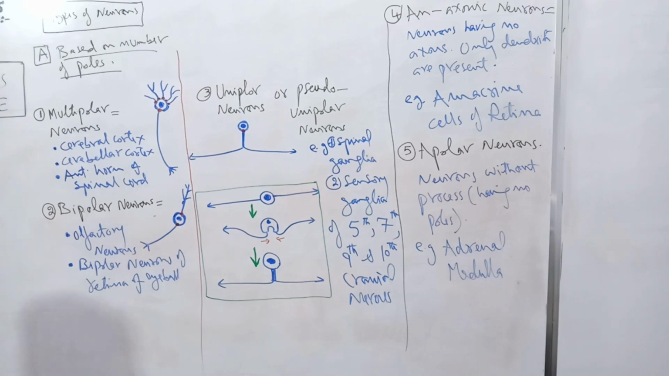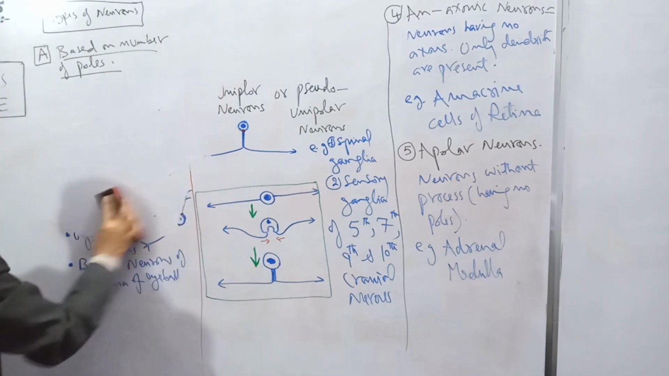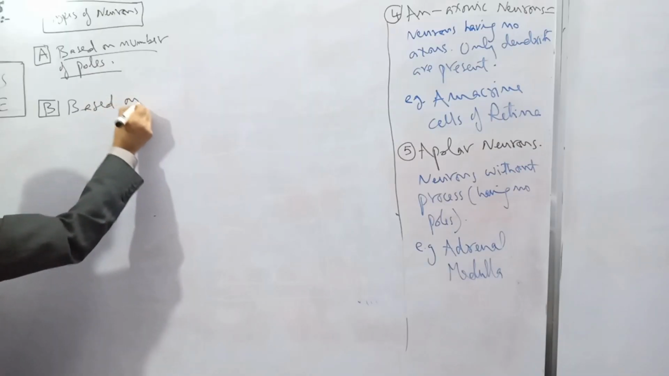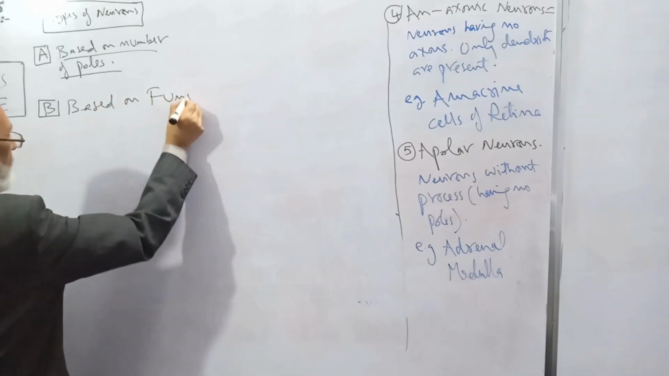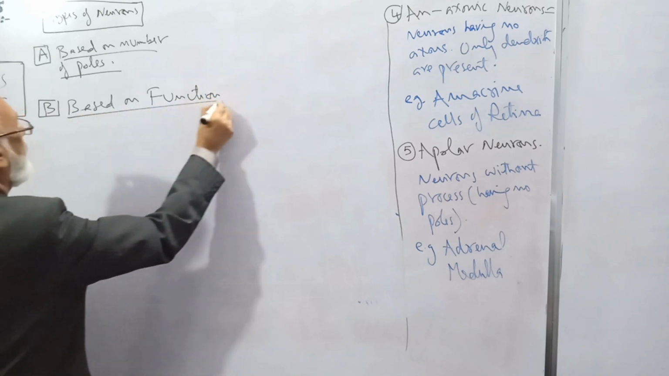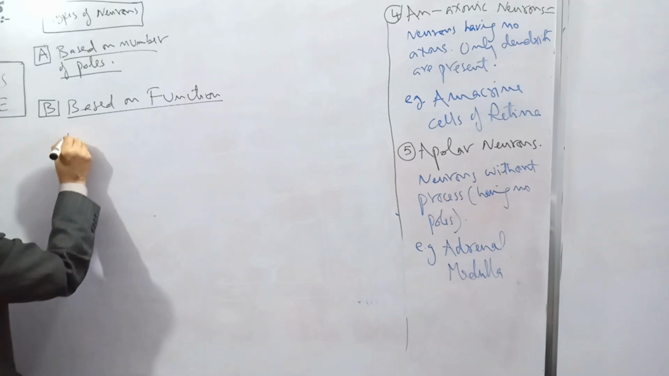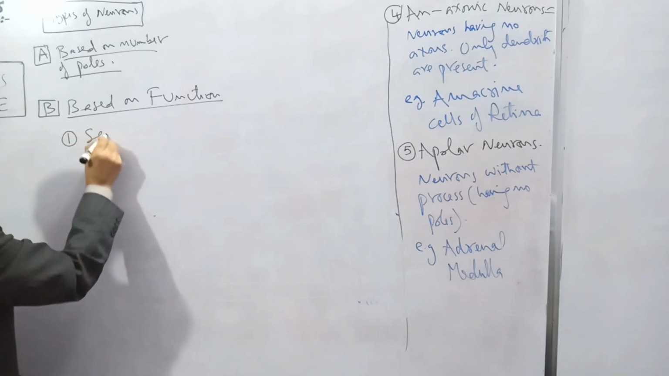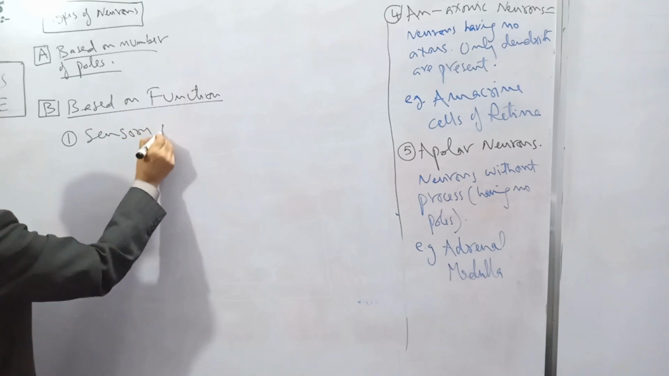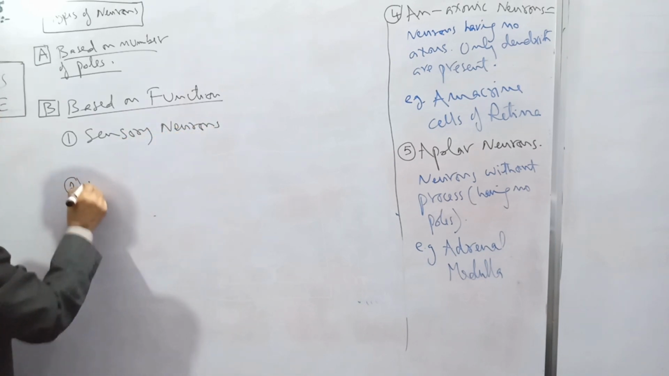Now, based on function, we again classify the neurons into various types. For example, number 1, sensory neurons. Number 2, motor neurons.